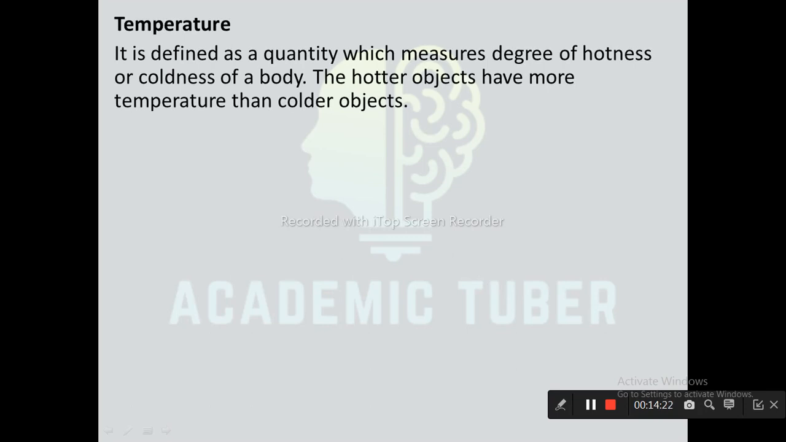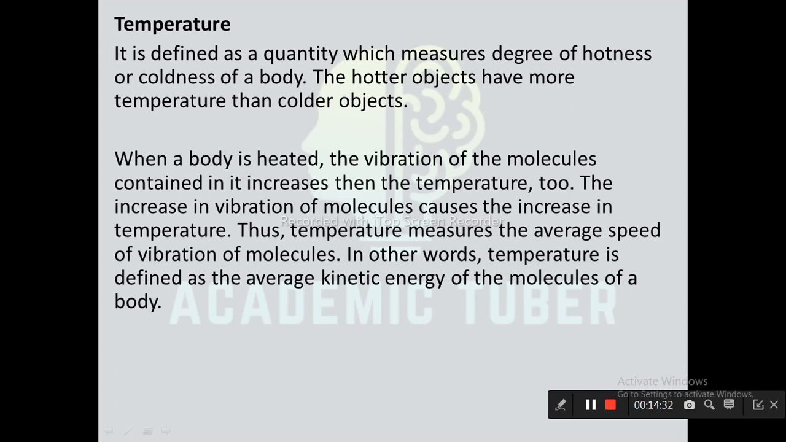Temperature. It is defined as the quantity which measures degree of hotness or coolness of a body. The hotter objects have more temperature than colder objects. When a body is heated, the vibration of molecules containing heat increases, then the temperature too. The increase in vibration of molecules causes the increase in temperature. Thus, temperature measures the average speed of vibration of molecules.